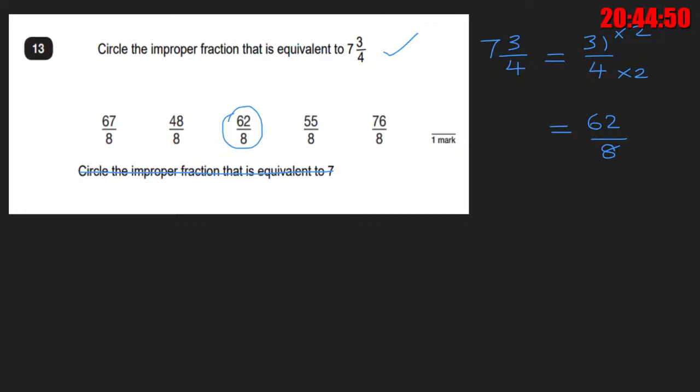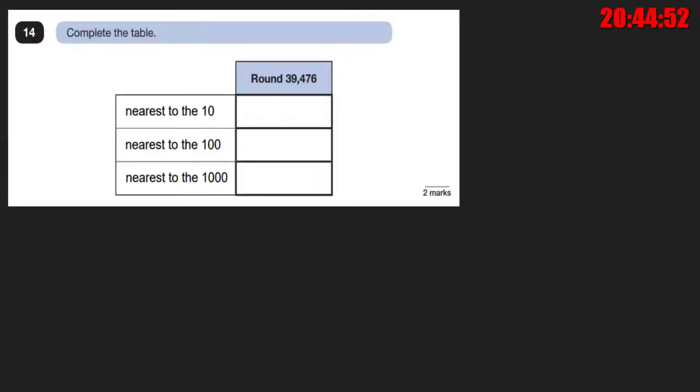Question number 14. Question number 14, complete the table. So the number 39,476 nearest to 10. So nearest to 10 means, right? If you round up to the nearest 10, 39,480, right?